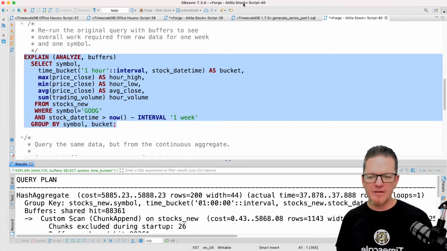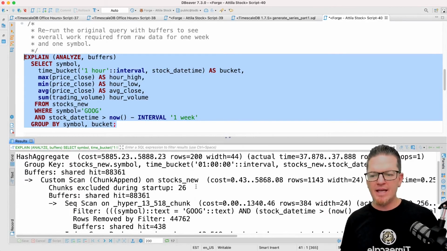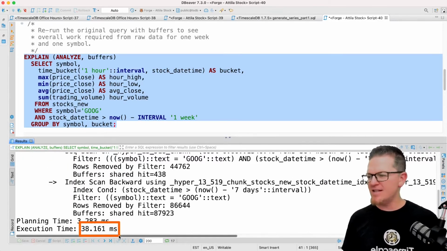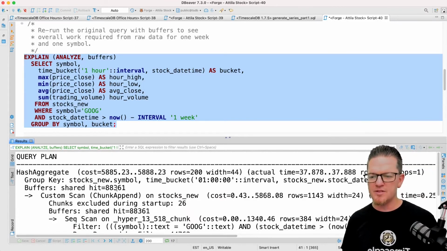Now, that ran very quickly. Even though I have 6 million rows of data, I limited it to the most recent week. I ran the data, and it only took about 38 milliseconds. Now, that is not slow. That's pretty fast, right? Now, I might expect it to be faster than that, depending on the resources.